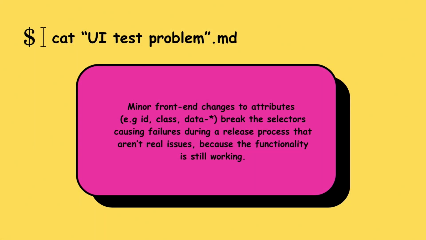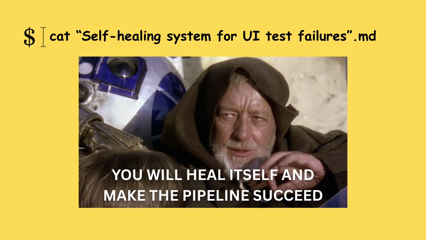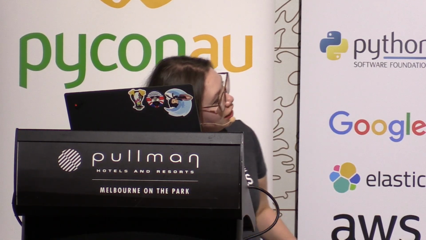So as good engineers, we wanted to create a solution for this problem. A system that, when a timeout error occurs during an action like click, fill, check, etc., because Playwright couldn't find the element, the test would heal itself. Sounds a lot like a Jedi mind trick, right? It will heal itself and make the pipeline succeed.